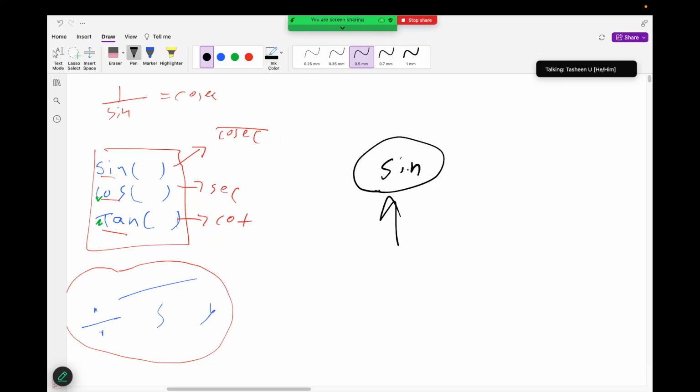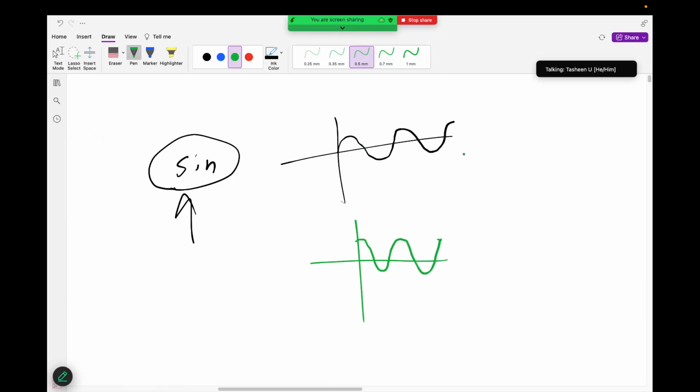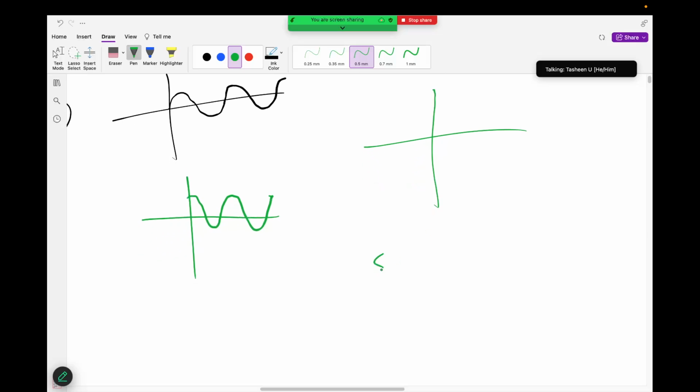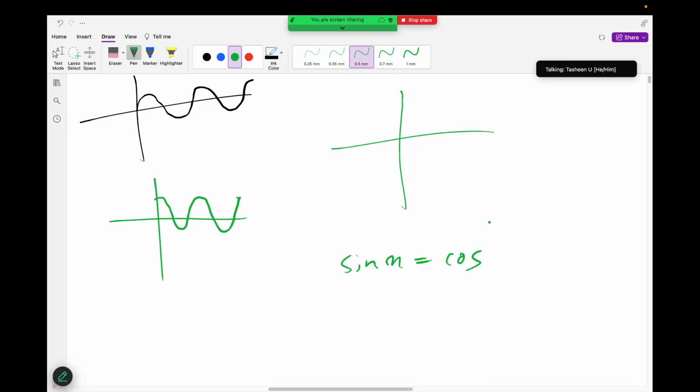If you try to see the curve of sine, it is something like this, sine x, and cos x is nothing but shifting this graph to the left side by 90 degrees. So you can replace sine x with cos.